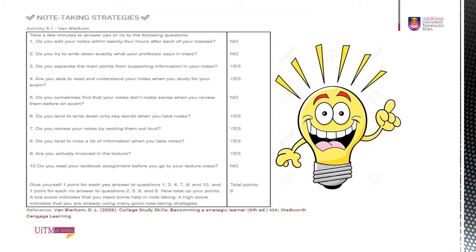Before we proceed, I want you to take 5 minutes to answer yes or no to the following questions. We have about 10 questions. After that, give 1 point for each yes answer to questions 1, 3, 4, 7, 9, and 10, and 1 point for each no answer to questions 2, 5, 6, and 8. Once you have given the points, you need to total up.